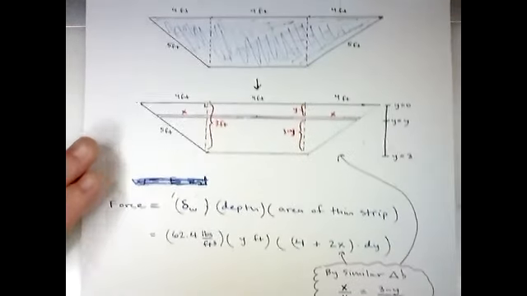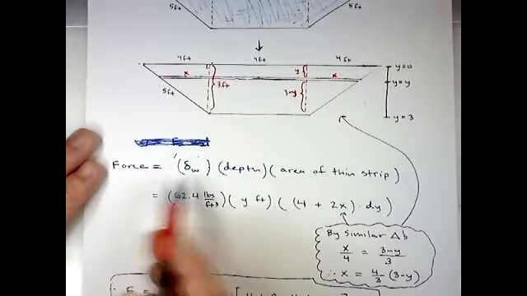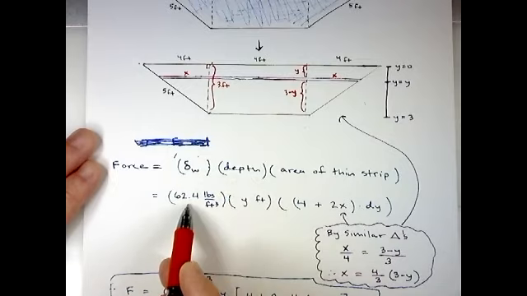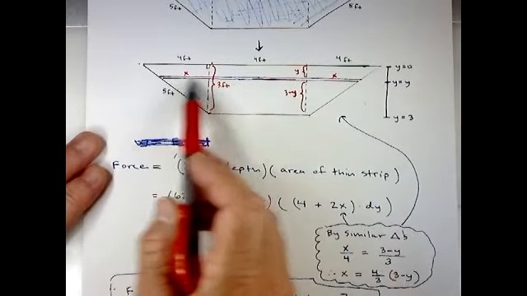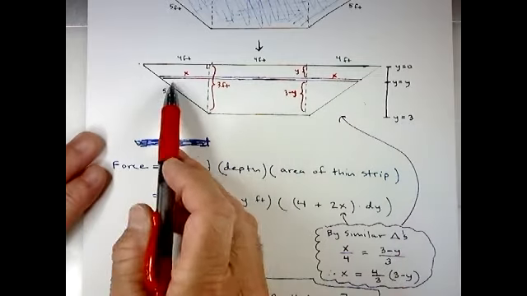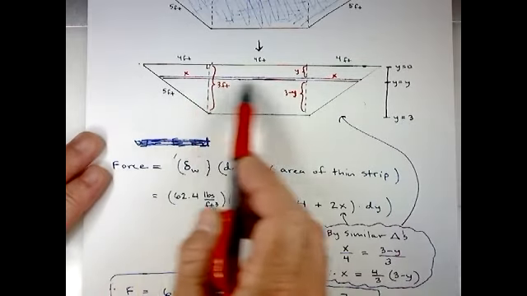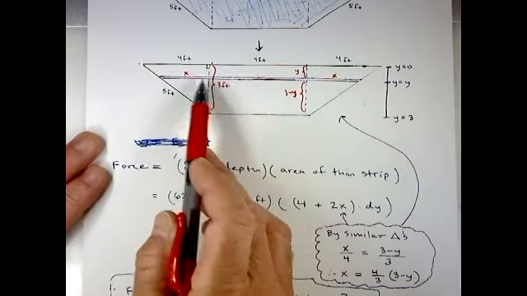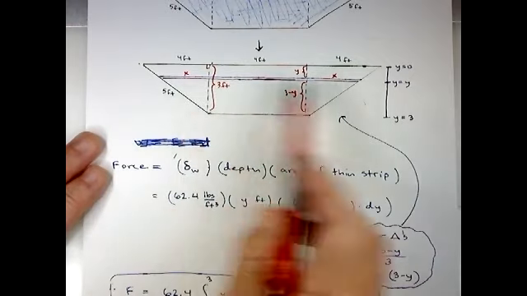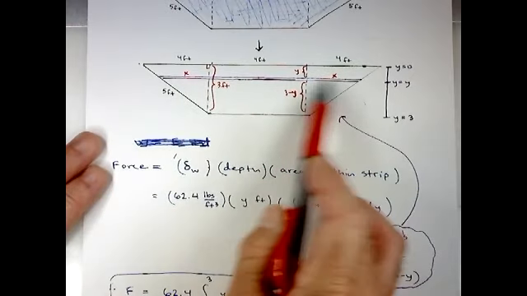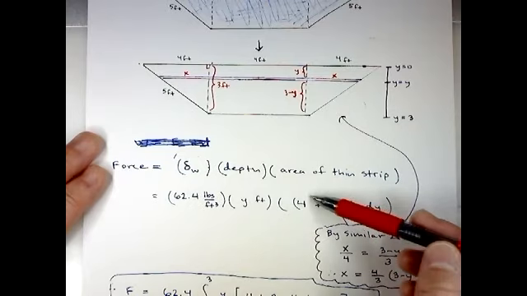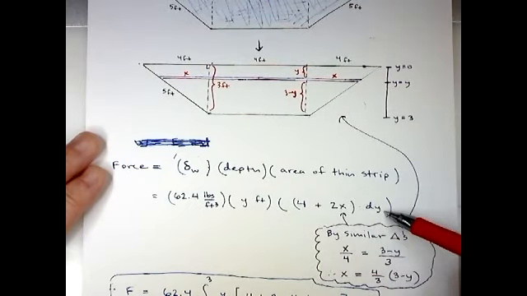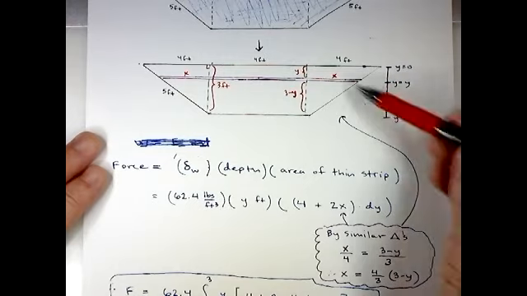Now, let's get to the formula. Force is density times depth, so I have 62.4 times a depth of y feet. Then I want to multiply by the area of this thin strip, so we need to break that up. This part right here is 4 feet long, and by symmetry, I could call these other two end pieces x feet long temporarily. So my area is 4 plus 2x times the thickness, which would be a small increment of y. Now, how do I get x in terms of y?